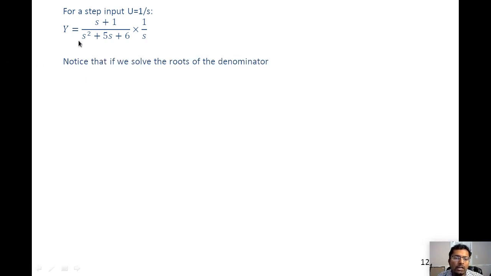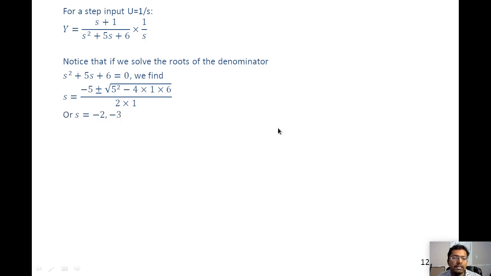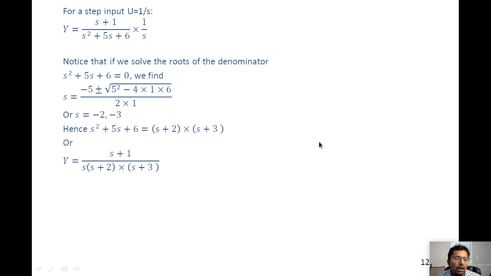Before we do that, we need to calculate the roots of the system and use that information. So we first solve for the denominator over here, s squared plus 5s plus 6. So we solve, and this becomes minus 5 plus or minus the square root of 5 squared minus 4 times 1 times 6, divided by 2 times 1. And if we substitute, we get s is minus 2 and minus 3. Hence, the denominator can be written as s plus 2 times s plus 3.